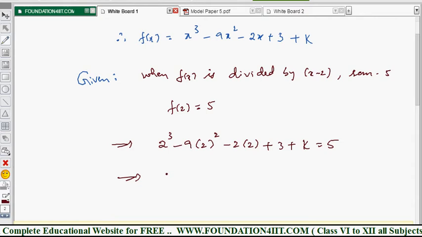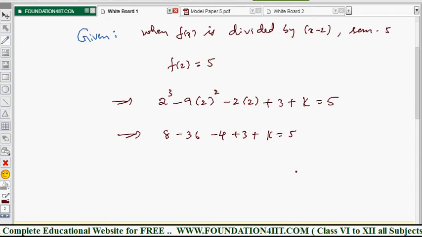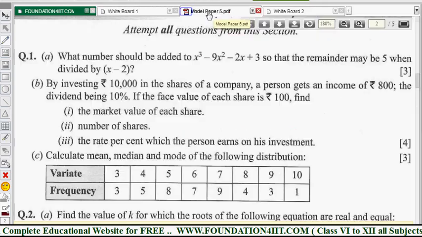2 cube is 8, minus 9 times 2 square, that is 4 nines, 36, minus 4 plus 3 plus k is equal to 5. Take all the terms to one side: 8 minus 36 minus 4 plus 3. Finally you'll get k is equal to 34. So 34 should be added to this number to get the remainder 5 when divided by x minus 2. Let us take the next question.